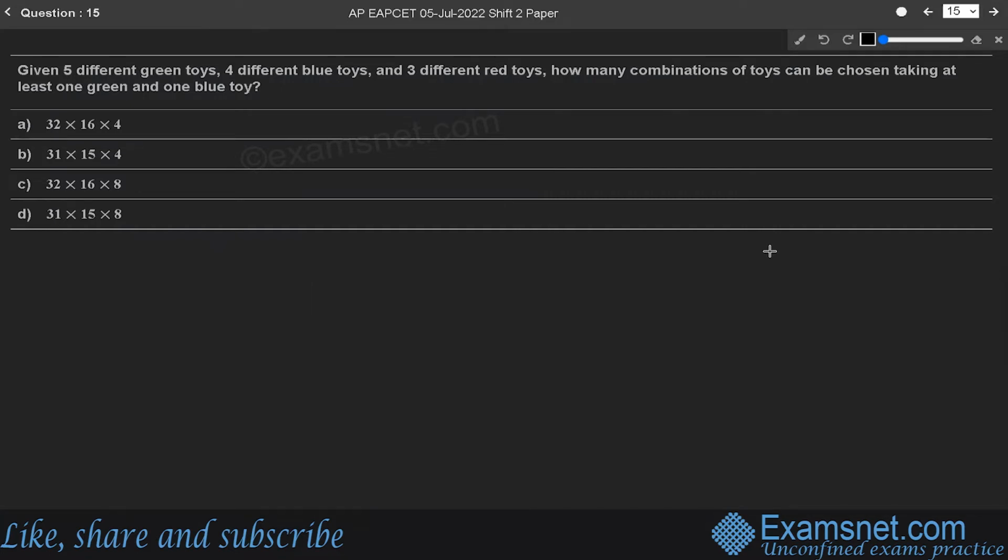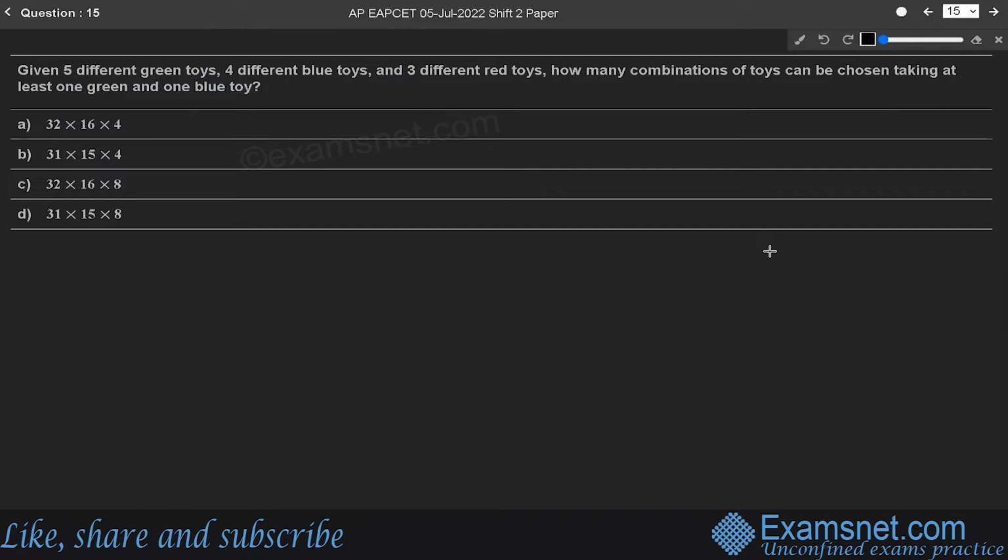Next question is a very interesting question. Given 5 different green toys, 4 different blue toys, and 3 different red toys, how many combinations of toys can be chosen taking at least one green and one blue toy?